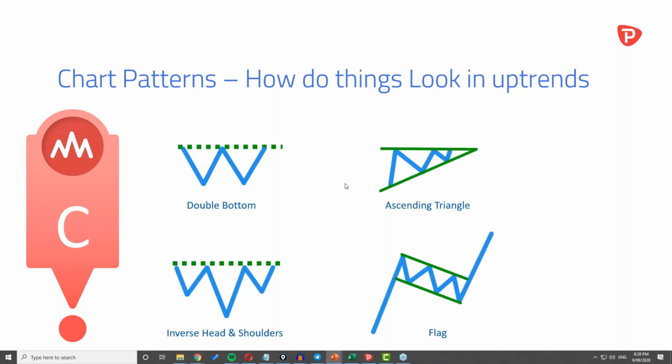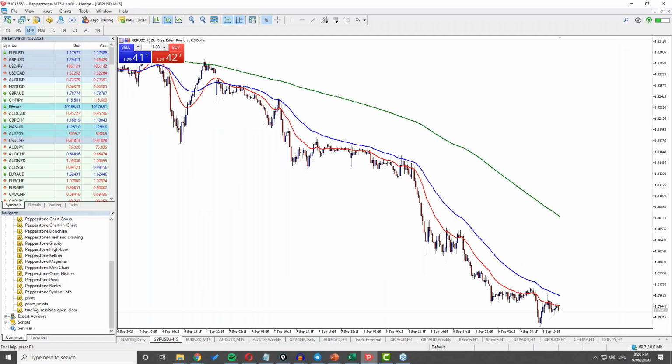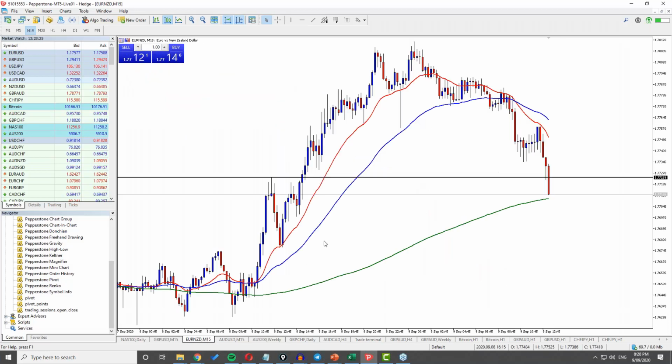Now, these are some other chart patterns that are worthwhile learning. We're not going into these today, but again, they are in that trading cheat sheet that you can get for free that we're posting in the room, so definitely consider that. Let's go back now to the market and just talk quickly about some other examples that have gone on recently.